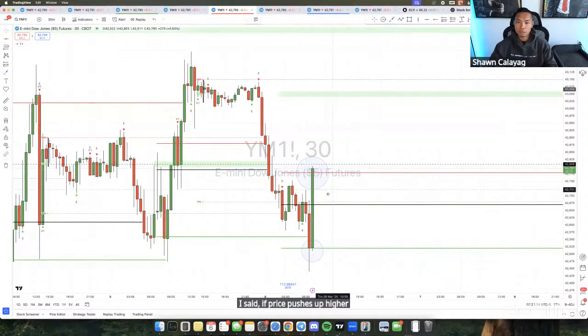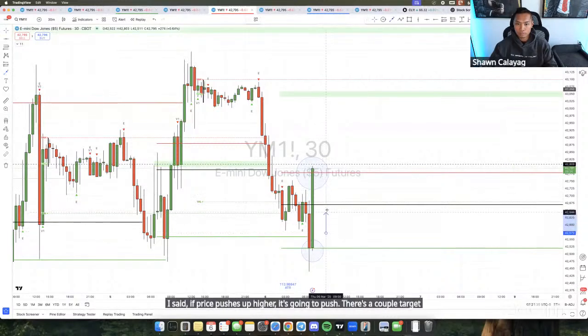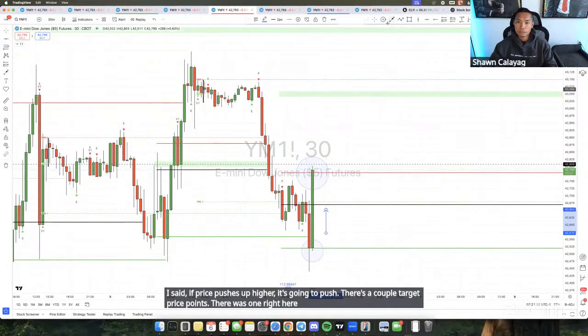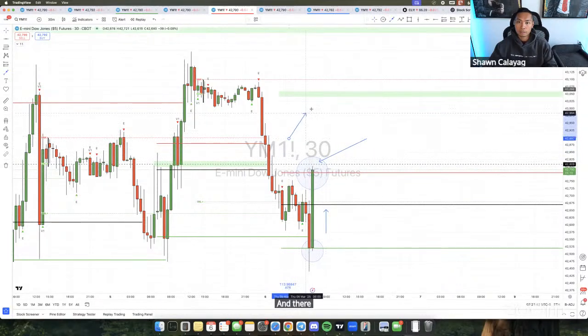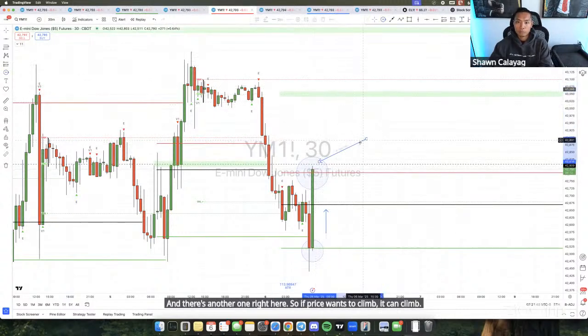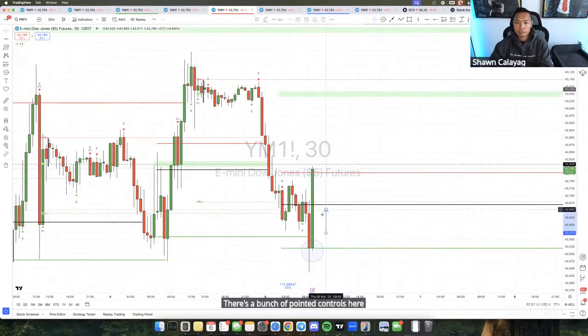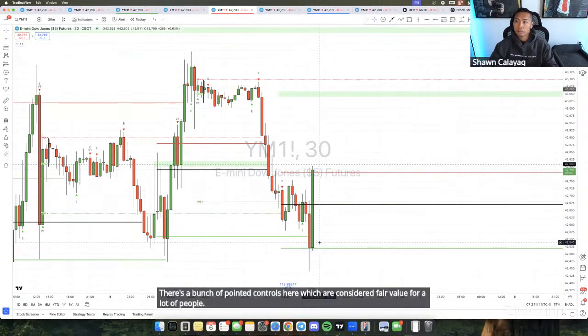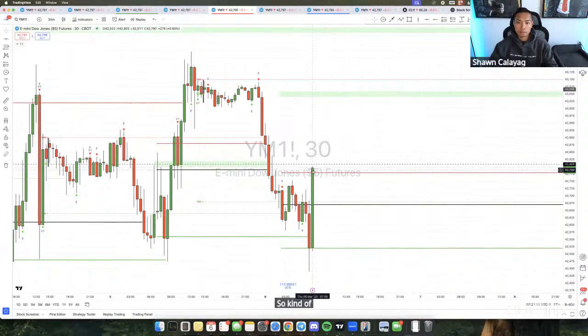There's a couple target price points. There's one right here. There's one right here. And there's another one right here. So if price wants to climb, it can climb. There's a bunch of point of controls here which are considered fair value for a lot of people. So kind of see what happens here next.